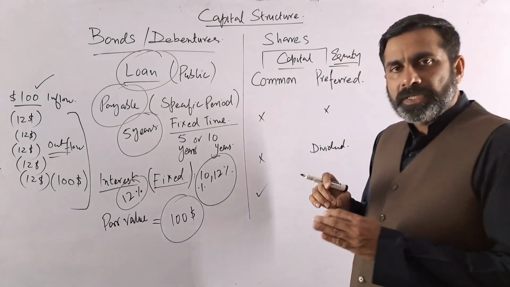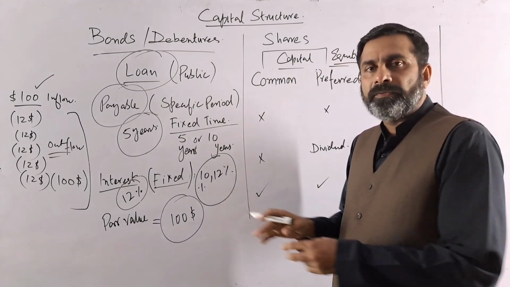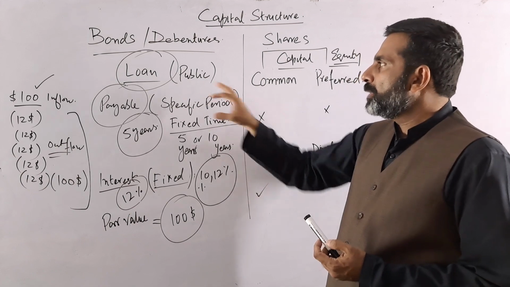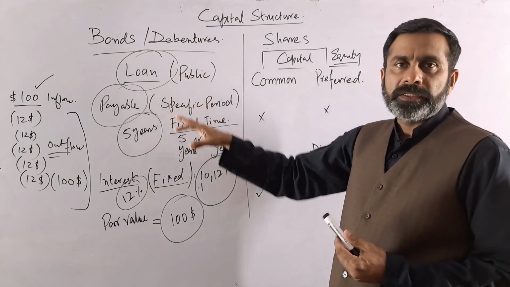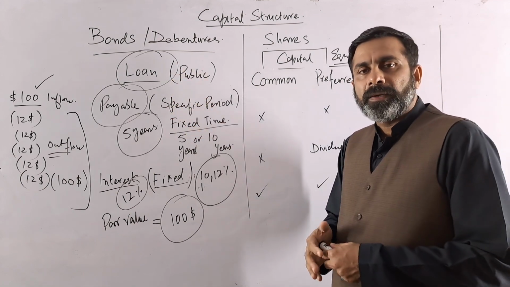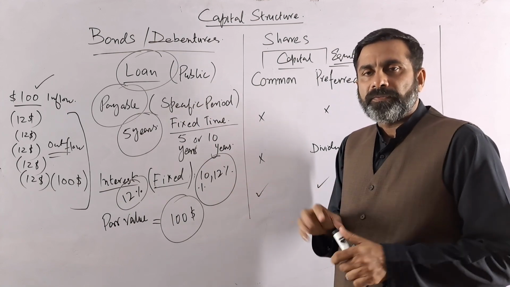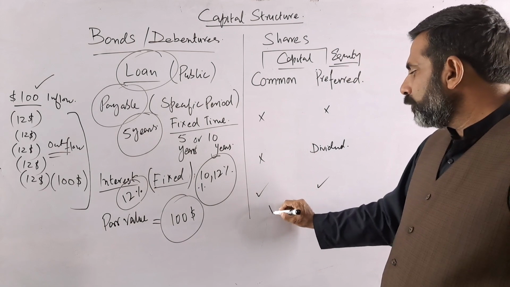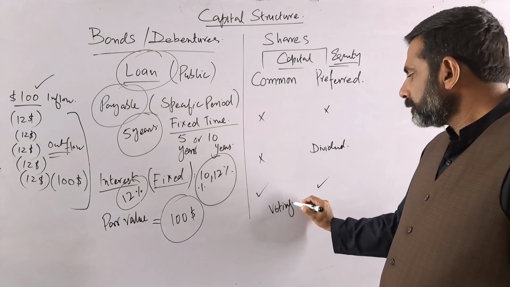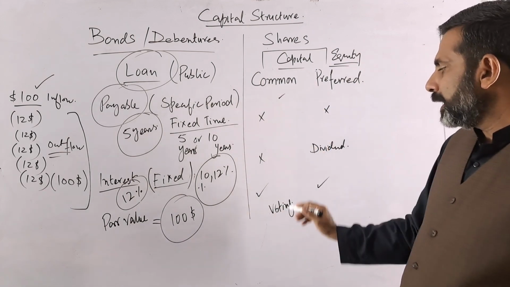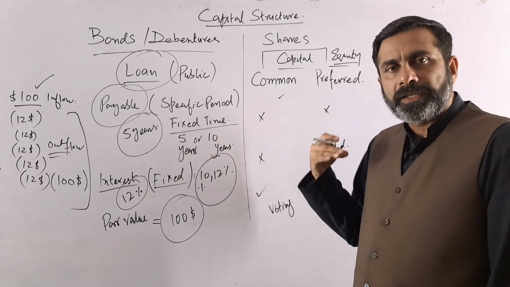If you are purchasing shares, you will be the owner of the company, but if you are purchasing the bonds or the debentures, you are the creditors of the company. So it is the liability of the company, and you will not be the owner of the company. Obviously the common shareholders have the voting right, and there is no fixed time period, and they are the owners.